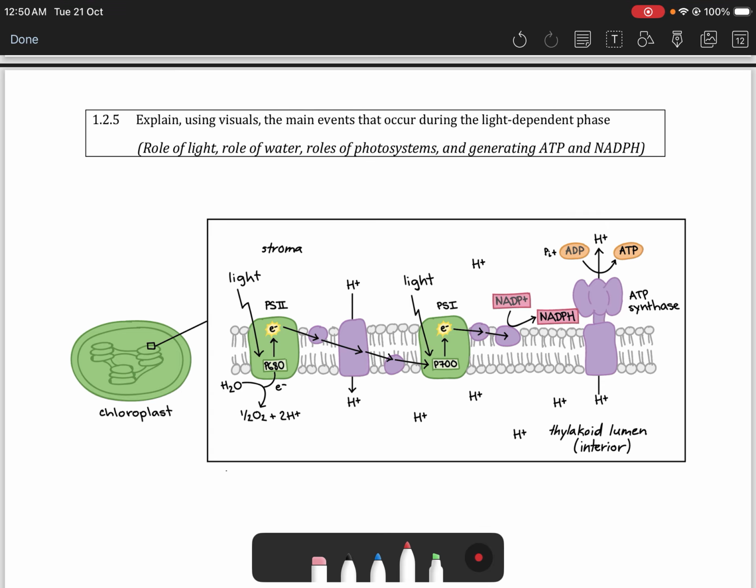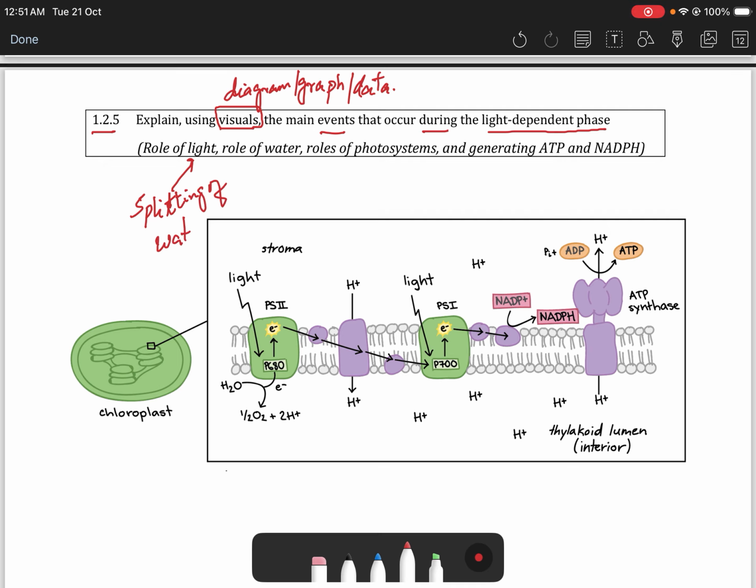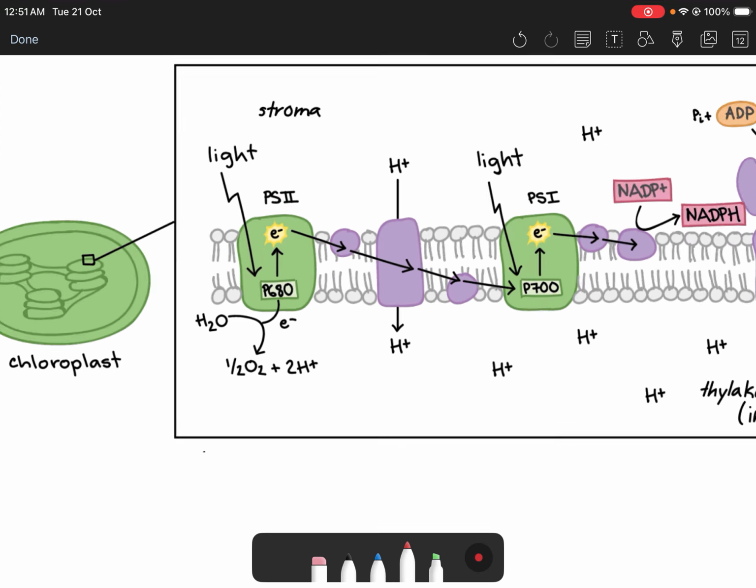So we go into the first KPI 1.2.5, explain using visual. Of course you should have a diagram or a graph, or any picture or any data that you will use to explain the main events that occur during the light dependent phase. What you need to know is the role of light. The role of light is basically involved in the splitting of water, because this is the light reaction, so that's the process taking place here.